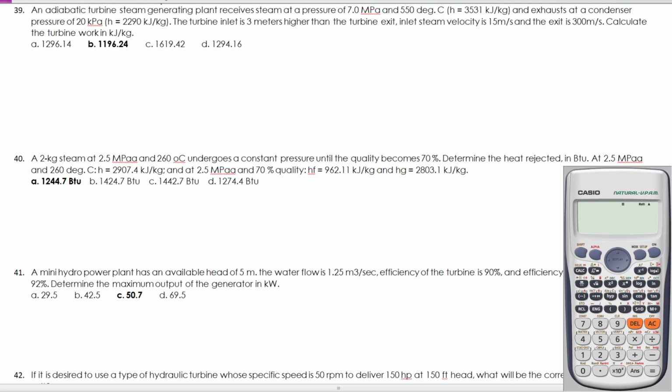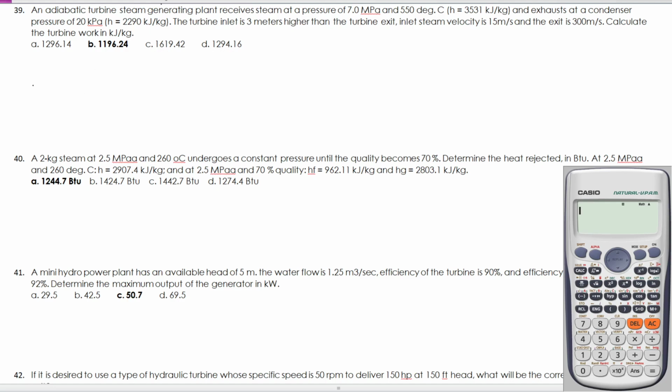An adiabatic turbine steam generating plant receives steam at a pressure of 7 megapascal and 550 degrees Celsius, where its enthalpy is given na nga kay problem, and exhaust at a condenser pressure of 20 kilopascal where enthalpy is also given. The turbine inlet is 3 meters higher than the turbine exit. Inlet steam velocity is 15 meter per second and exit is 300 meter per second. Calculate the turbine work in kilojoules per kilowatt.